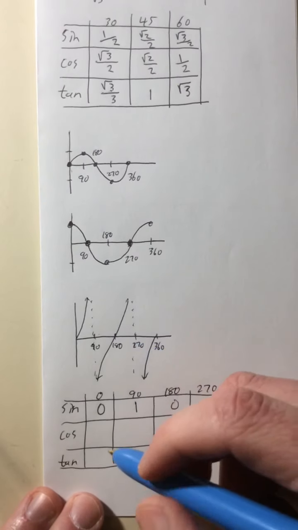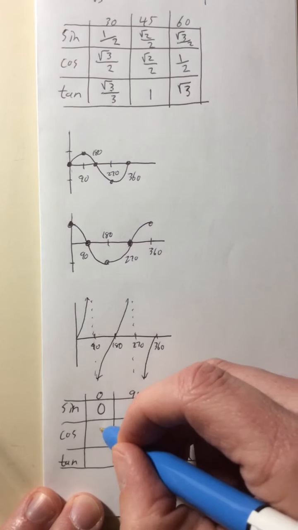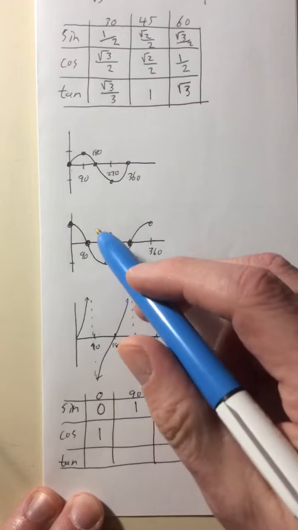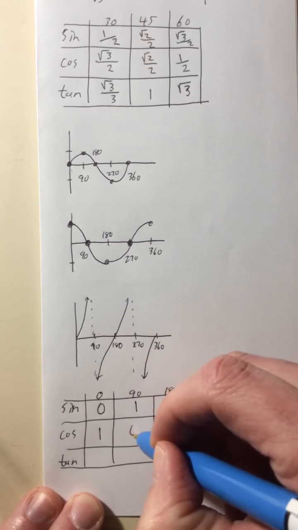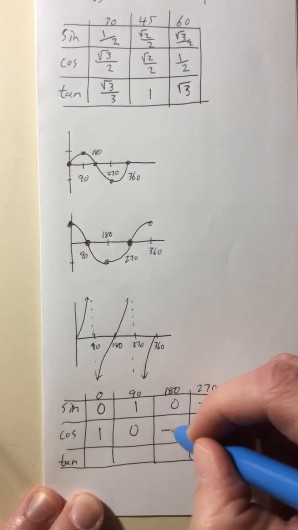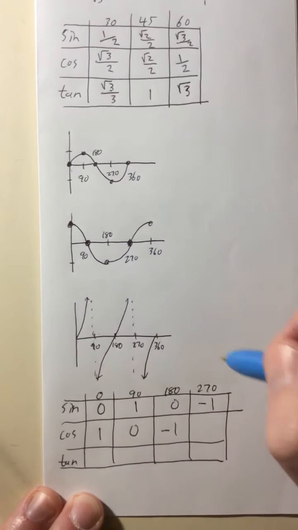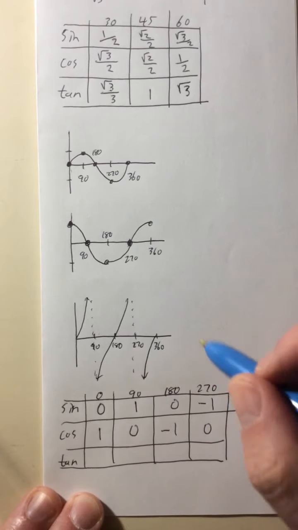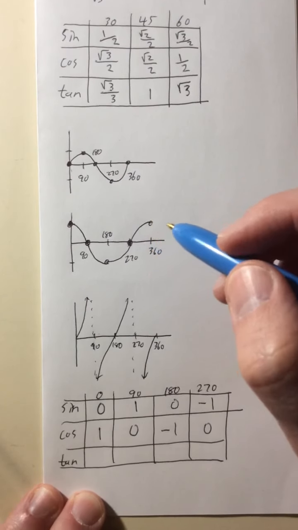Same trick here with cosine. So the cosine of 0 is 1. Cosine of 90 is 0. Cosine of 180 is -1. Cosine of 270 is 0. And again, we're back to +1 for 360.